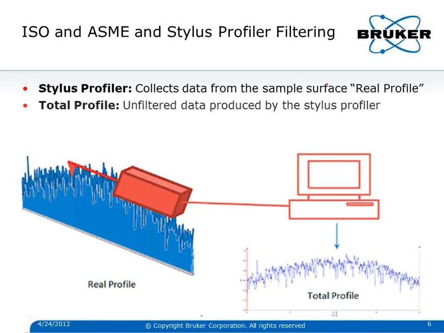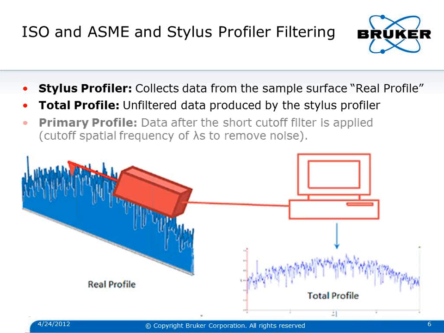So the stylus profiler collects the data and displays it on the surface of what we call the total profile, which is the unfiltered or the raw data that is collected from the stylus profiler. Now, we typically almost always apply some filter to the data, what we call the primary profile, which is typically a short cutoff filter which is applied to remove noise in the data. So you don't typically look at just the raw data. You're almost always looking at some sort of filtered data.